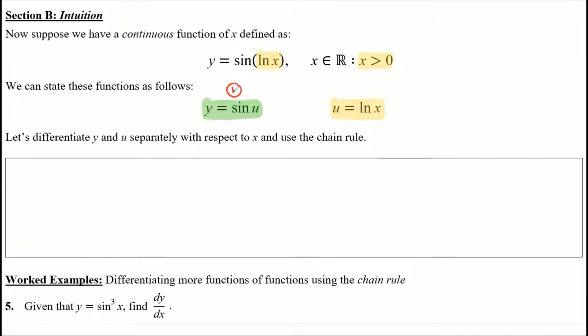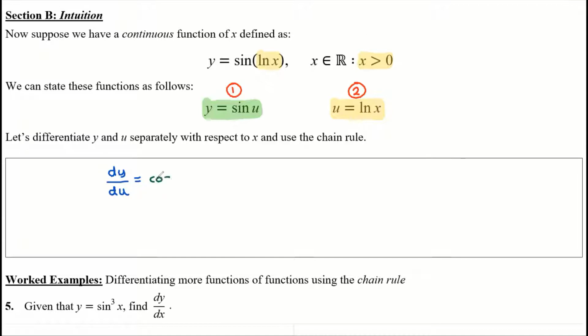So we'll call that equation 1. We'll call that equation 2, if you want to. And let's differentiate equation 1 with respect to u. So dy by du, what do we get? Well, using the rule, okay, this is just going to be the cosine of u, isn't it?